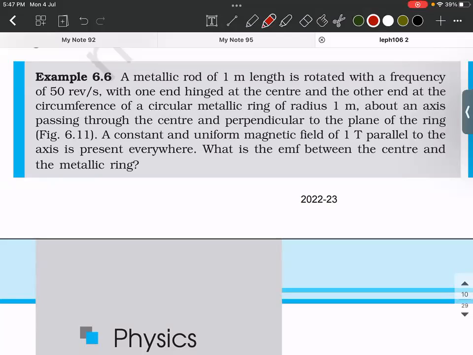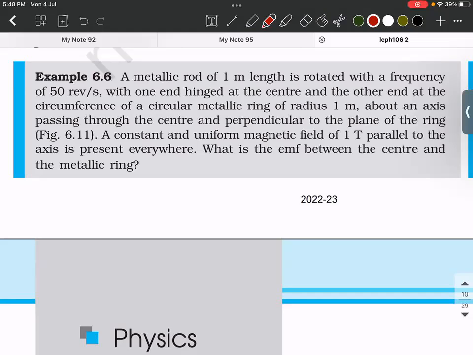So first draw a circle. From the center to the circumference, draw a rod, a small rectangle. Now read the question. It is rotating about an axis passing through the center and perpendicular to the plane of the ring. So if this is the ring, and the center is here, the ring is revolving in this direction so that the plane is perpendicular, so that the axis is perpendicular to it. The plane of the ring is perpendicular to the axis. It's rotating about its natural axis.